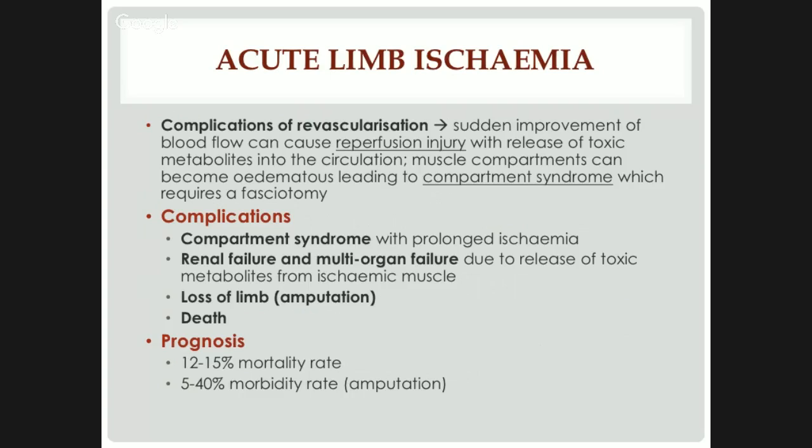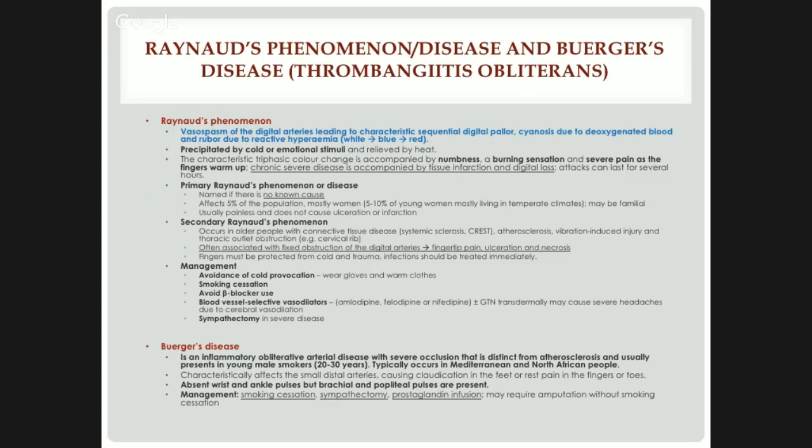In terms of complications, if they've lost their limb and it's gone gangrenous, they might have multi-organ failure with sepsis. They might lose the limb. They need amputation. Or they can get compartment syndrome, which again is one of those conditions you talked about in pre-clin. And prognosis, it's got a pretty significant mortality morbidity rate. So need to pick it up fast.